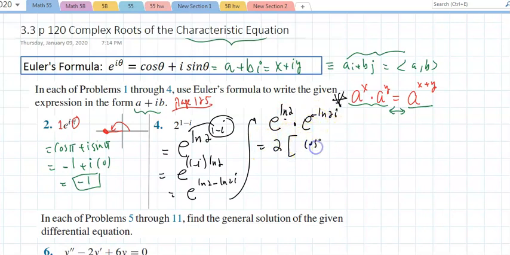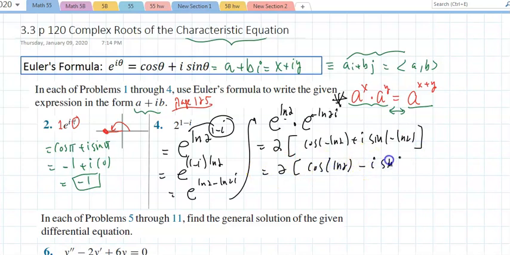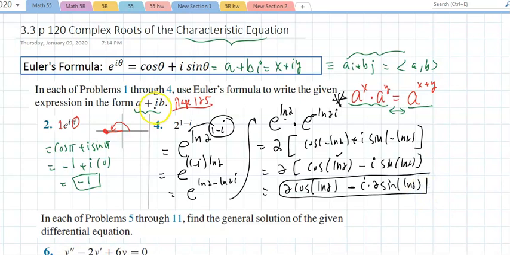And this is the cosine of negative natural log of 2 plus i times the sine of negative natural log of 2. That is 2 times cosine of natural log of 2 minus i the sine of natural log of 2. Reason for that, cosine is an even function, absorbs the negative, sine is odd, so the final answer is twice the cosine of natural log of 2 minus i times twice the sine of natural log of 2. Or you could put the i at the end. I really don't mind. They like to put the i up front. It makes no difference. It's the same thing.